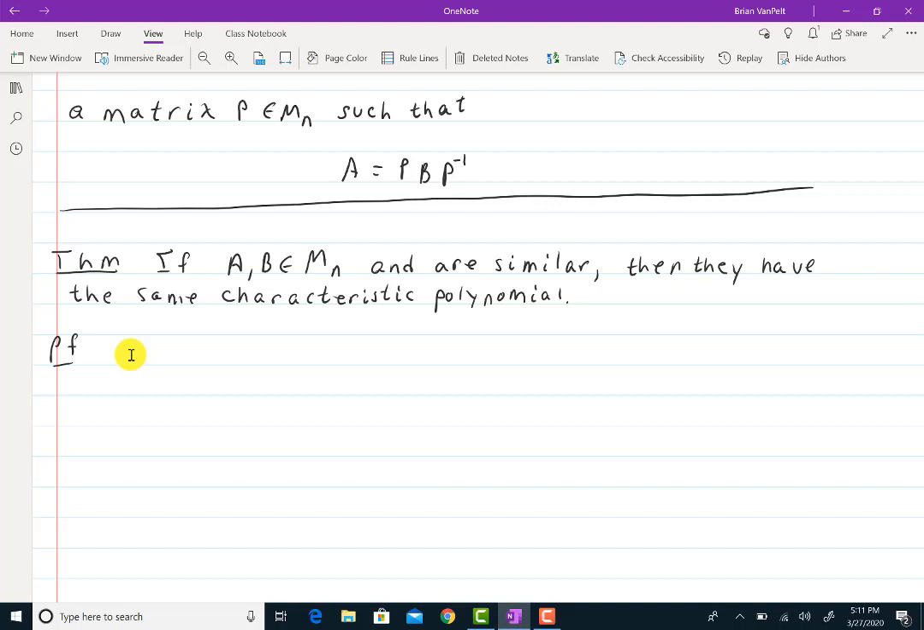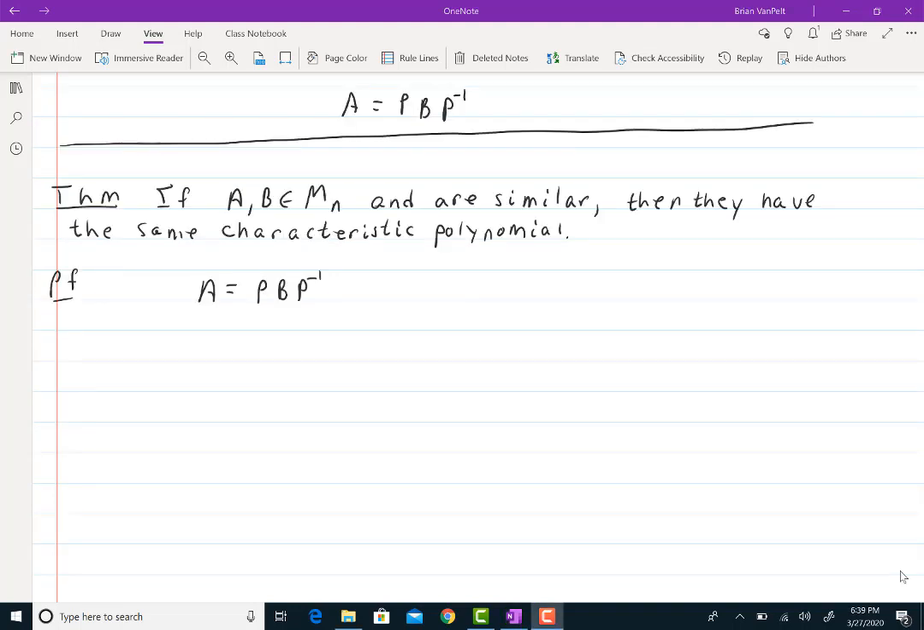let's start with the following. We have A equals P B P inverse. So suppose we have such a matrix P where this happens. All right, so we'll start with P of lambda, the characteristic polynomial for A, which will equal the determinant of A minus lambda I. And I'll go ahead and substitute the PBP inverse for A.